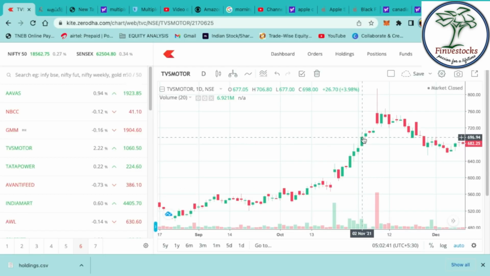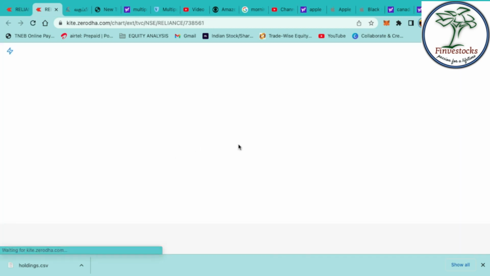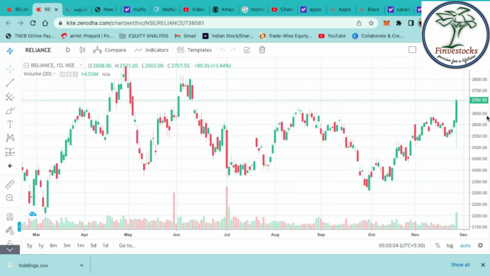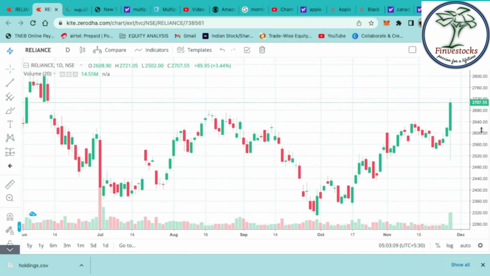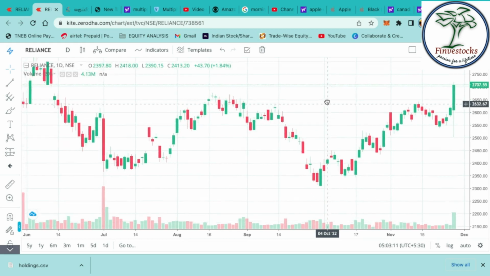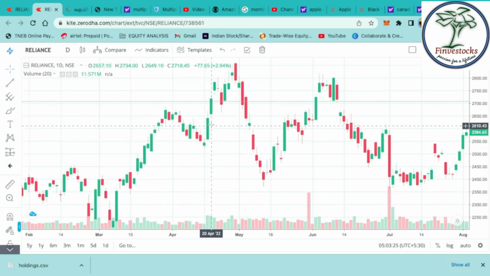Let's see some of the live examples of morning star as well as evening star. So let's start with morning star. We will search for morning star pattern in some good stocks like say Reliance. So this is Reliance chart on a daily candle basis. So we will search for some morning star pattern or evening star pattern in this chart. So here you can see one morning star pattern over here.